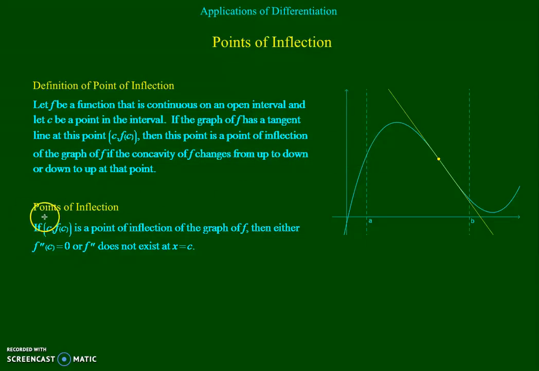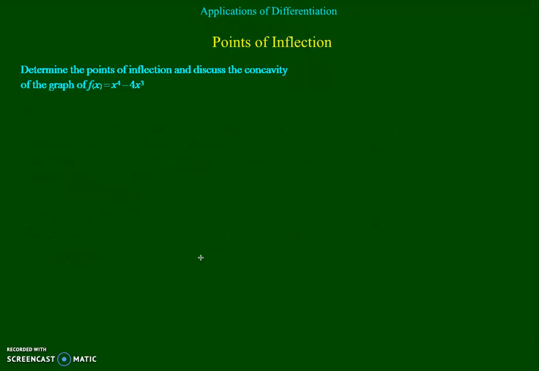And this theorem states that if (c, f(c)) is a point of inflection of the graph of f, then either f double prime is 0 or f double prime does not exist. And we saw that in our examples when we were testing for concavity. So let's go ahead and look for points of inflection. In this example, we're going to determine the points of inflection and use them to discuss the concavity of this function. As usual, we will take our first derivative and then our second derivative to determine this.